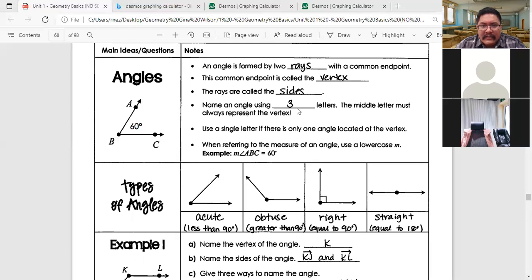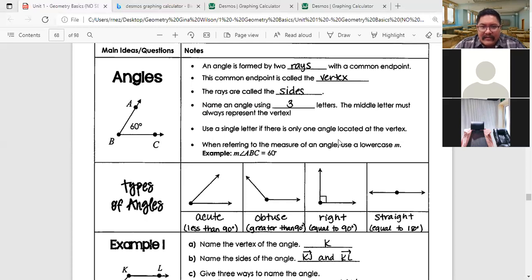Name an angle using 3 letters, and the middle letter must represent the vertex. So there are 2 ways you could name this angle. We could name it angle ABC, which is probably what most people would call it, but you could also call it CBA. Sometimes with angles, you might not always be able to put them in alphabetical order. Both ways are right, but we generally like to have things in alphabetical order whenever we can. It's just better that way. It looks better, feels better, sounds better. So the middle letter is the vertex.